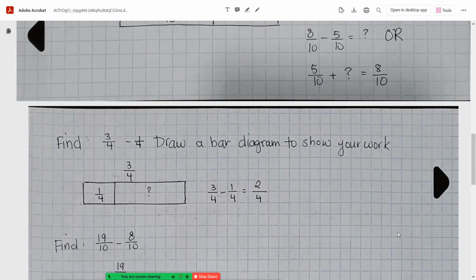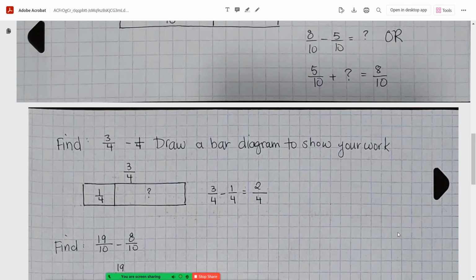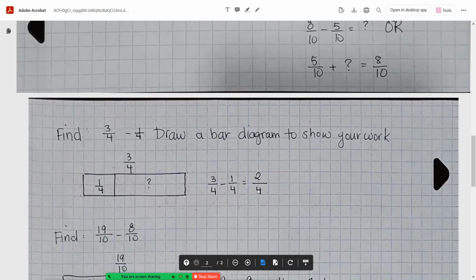So for our next example, we're going to find 3/4 minus 1/4 using a bar diagram to show our work. So my starting number is 3/4. That's going to be right here on top. The part that I know is 1/4, and I have to figure out how much is left over. So 3/4 take away 1/4 equals my mystery number, or 1/4 plus my mystery number equals 3/4. Over here, you can see that I just carried my denominator across, stayed the same, and I only worked with my numerator. If I have 3 pieces and I take away 1 piece, I am left with 2 pieces.